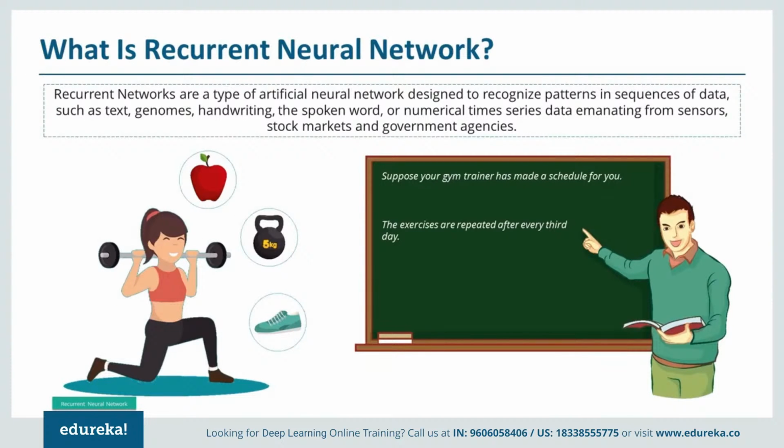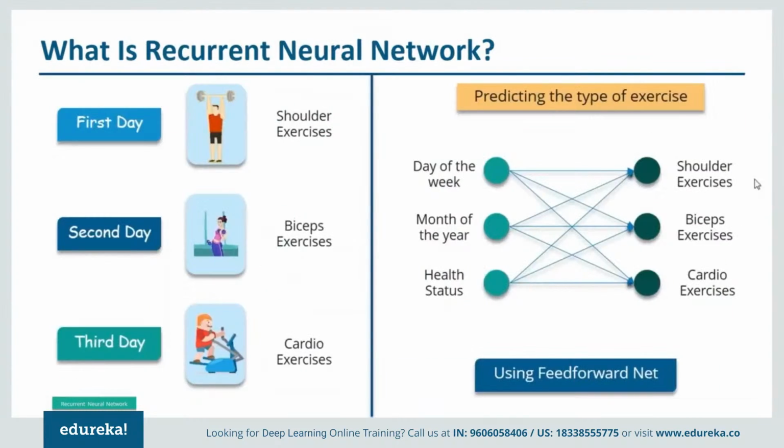For understanding recurrent neural networks, I'll take an analogy. Suppose your gym trainer has made a schedule for you. The exercises are repeated after every third day. Now this is the order of your exercises. First day you'll be doing shoulder, second day you'll be doing biceps, third day you'll be doing cardio. And all these exercises are repeated in a proper order.